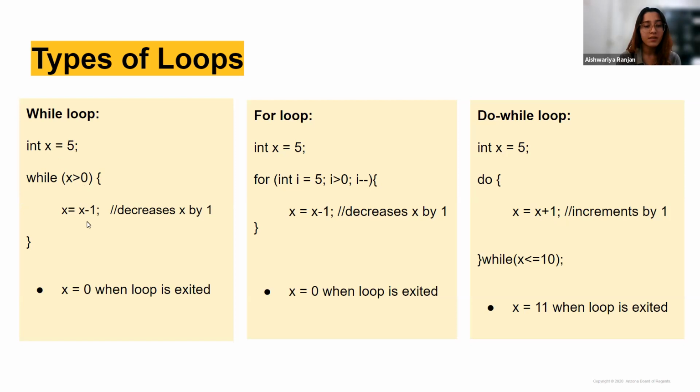We go back and check it, and this keeps happening until x is 1, and then we go inside and x is decreased by 1, so it becomes 0. And then when we check the condition, it's not satisfied, so we exit the loop. So the loop is exited when x is 0.